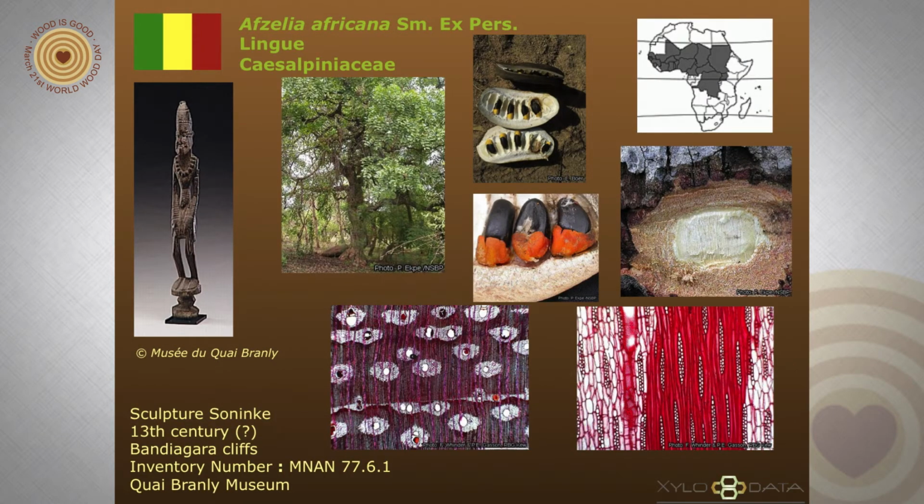The Soninke are a Mande people who descend from the Bafour. They were the founders of the ancient empire of Ghana. The sculpture represents a mythical ancestor, Nono, and is made of the wood of Afzelia africana, a small to very large tree up to 40 meters tall.